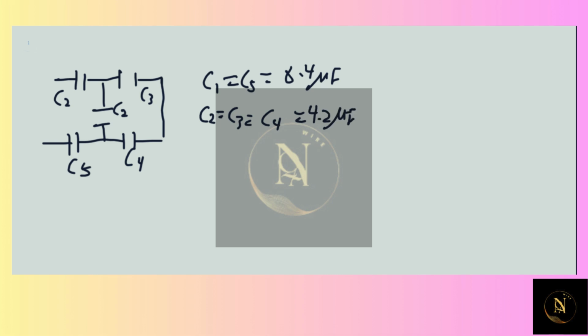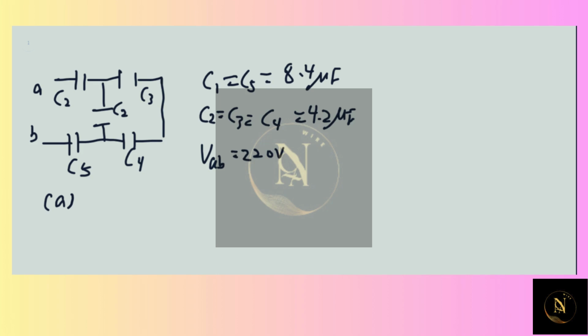And we also know that the voltage across AB is 220 volts. So in part A, I want to find out the equivalent capacitance for the network.